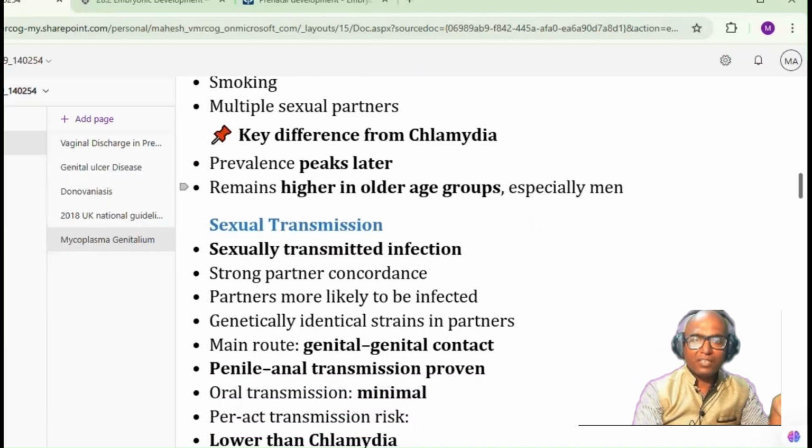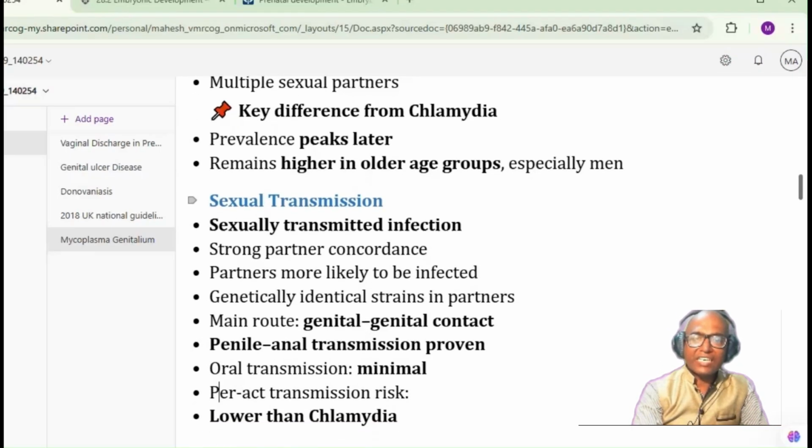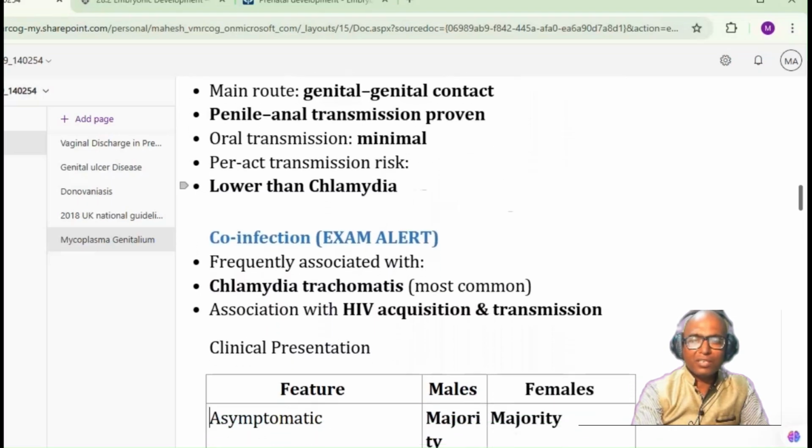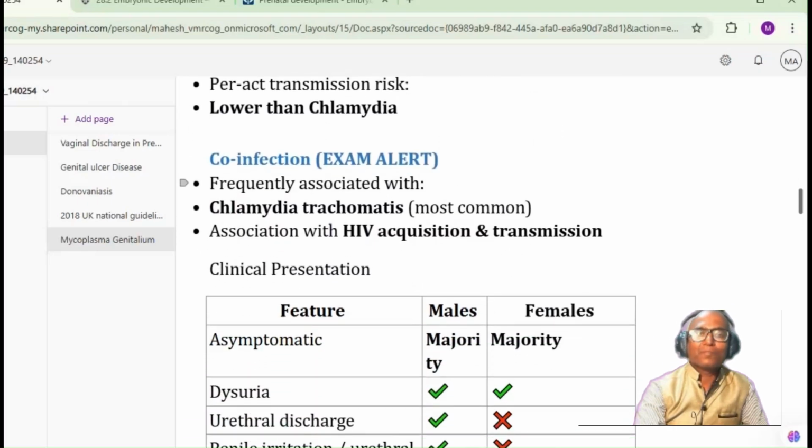It is a sexually transmitted infection, with strong partner concordance, and partners are more likely to be infected. You get genetically identical strains in the partners. The main route is genito-genital contact. Then penile-anal transmission is known. Oral transmission is minimal. These are not very important or exam-oriented questions. But co-infection is known. Chlamydia trachomatis is most commonly associated with mycoplasma. There is also an association with HIV acquisition and transmission.